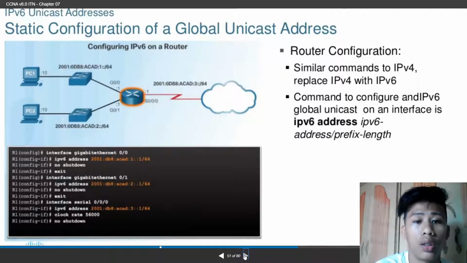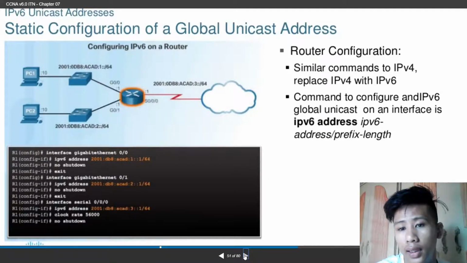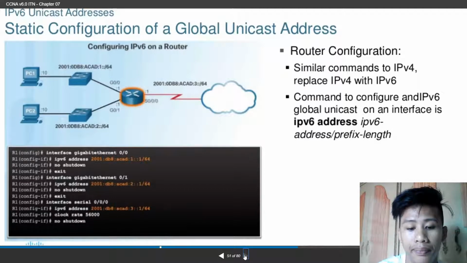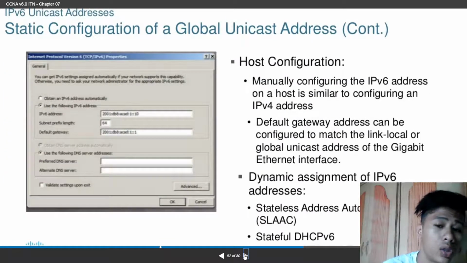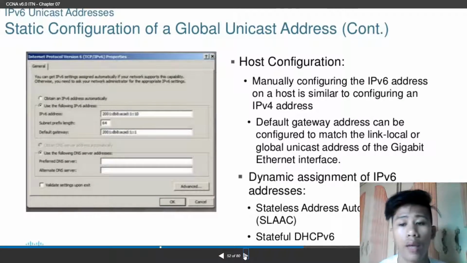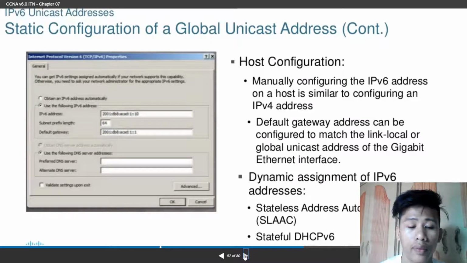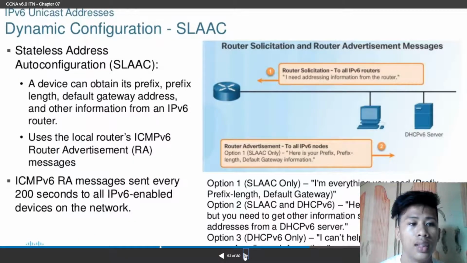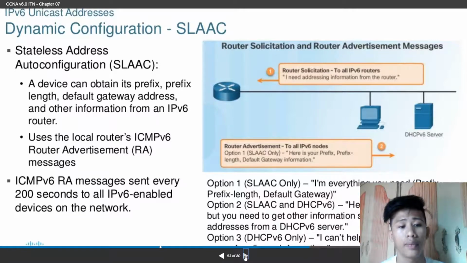Static configuration of a global unicast address uses similar commands to IPv4; replace IPv4 with IPv6. Host configuration: manually configuring the IPv6 address on a host is similar to configuring an IPv4 address. Dynamic configuration, or SLAAC, stateless address autoconfiguration, lets a device obtain its prefix, prefix length, default gateway address, and other information from an IPv6 router.